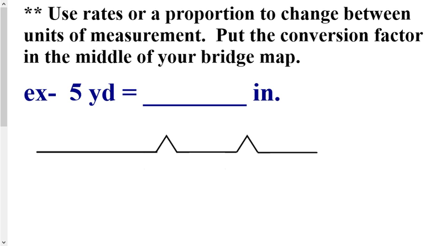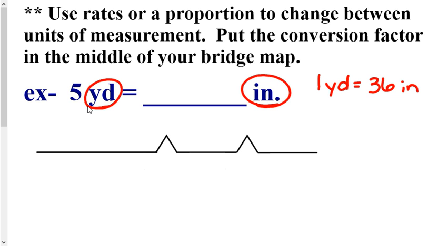So the first thing we need to do is identify our conversion factor. When I say identify the conversion factor, what I mean is look for the relationship, how many of one of these units equals the other one. So how many inches equal a yard or how many yards equal an inch. If you look for that, what you'll find is 1 yard equals 36 inches. That's what's going to go in the first section of our bridge map. 1 yard equals 36 inches. So that's the ratio of yards to inches. 1 yard is 36 inches.